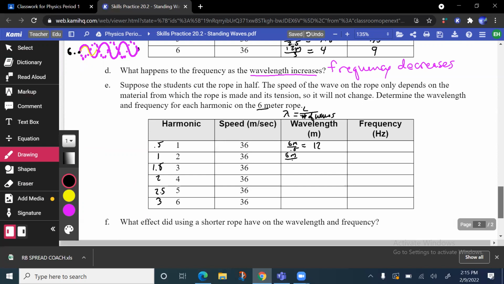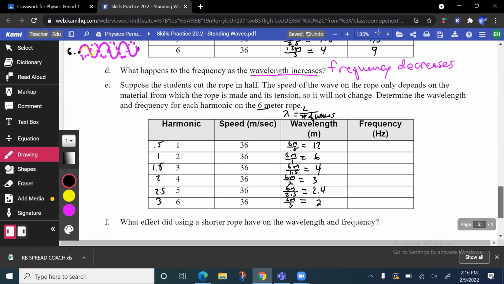6 meters divided by 1 would be 6 meters. 6 meters divided by 1.5 would be 4. Okay, 6 meters divided by 2 would be 3. 6 meters divided by 2.5 would be 2.4. And finally, 6 meters divided by 3 would be 2.